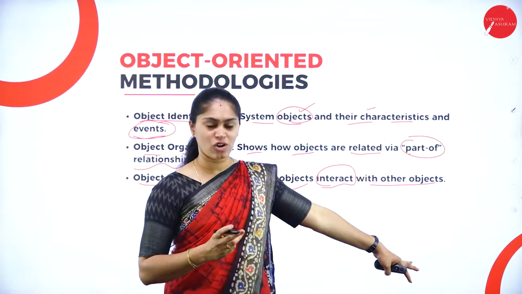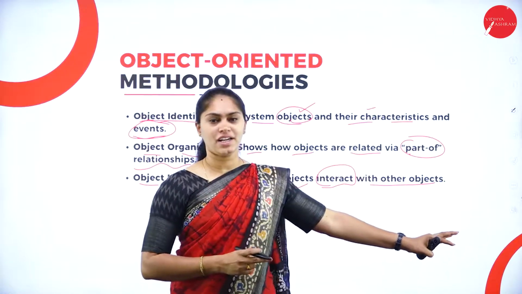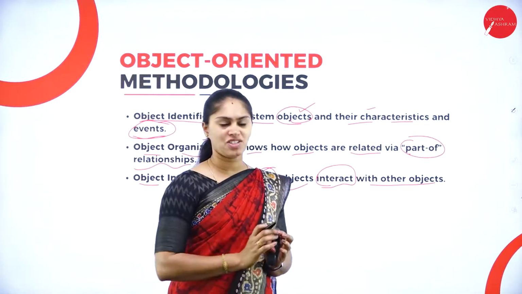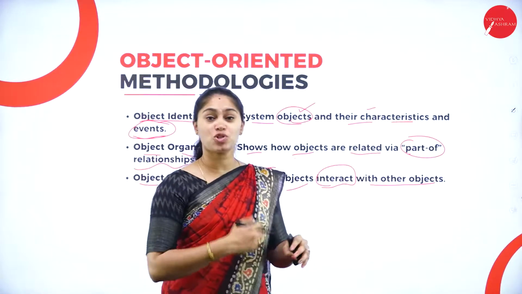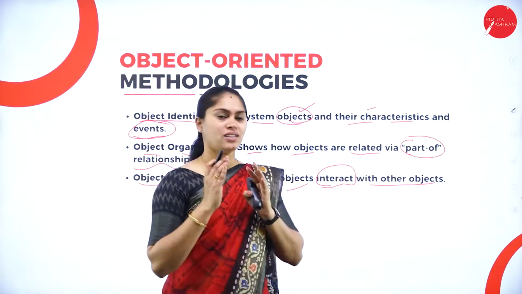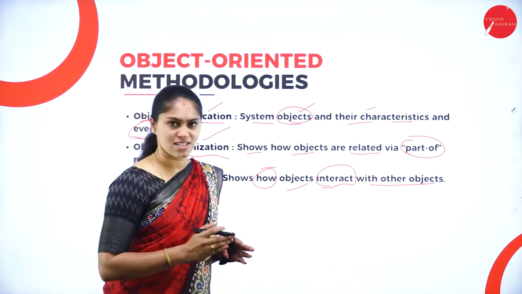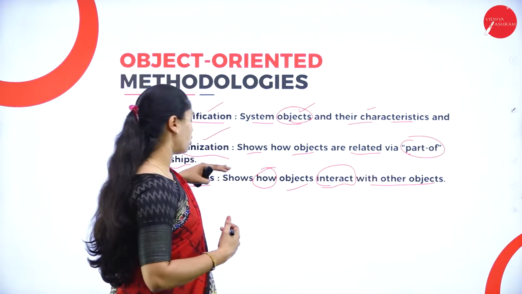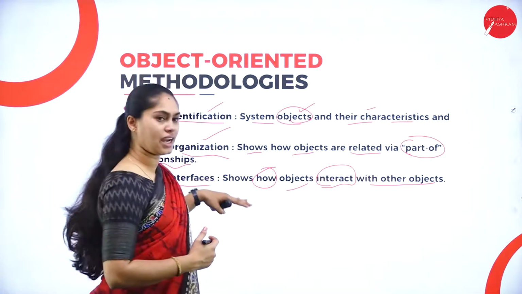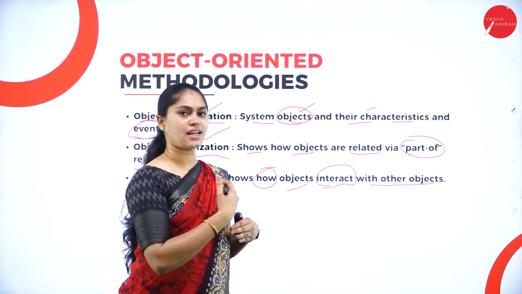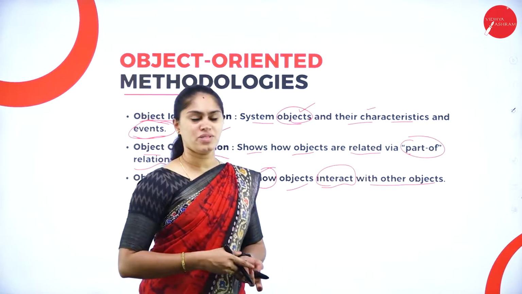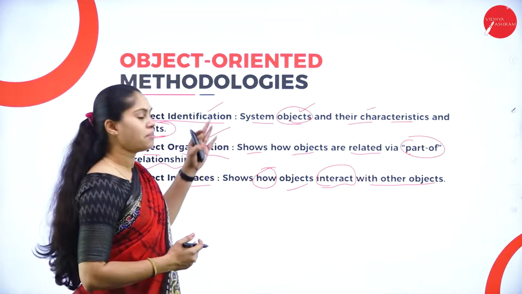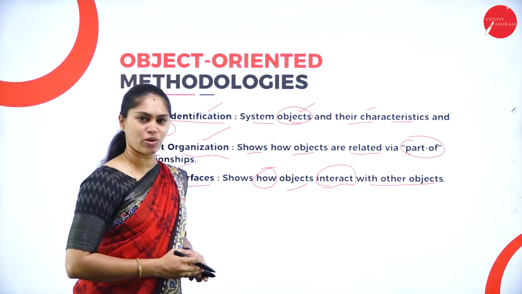First, I have to identify the object, then the identified object needs to be organized. That means we have to decide which category or class each object belongs to. So we have to do the identification as well as the organization. Once it is organized into a particular part-of relationship or class, after that it needs an interface. That means we have to create a connection between one object and another object in order to establish communication between the objects. So these are the methodologies that you can expect in the object oriented model.